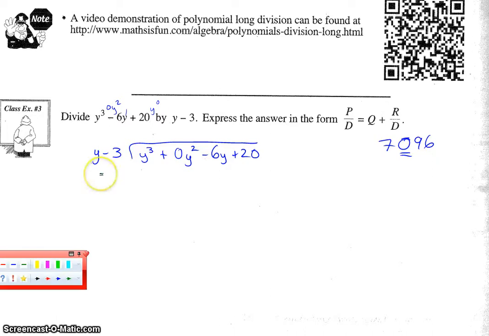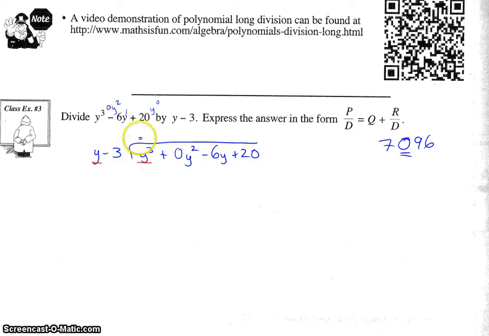Okay, now if you're ready to try it by yourself, then please pause the video and try it, and we'll see if we get the same answer. Otherwise, follow me through. So y goes into y cubed, and that would be y squared times, or in other words, y cubed divided by y. I'm putting y squared over here.